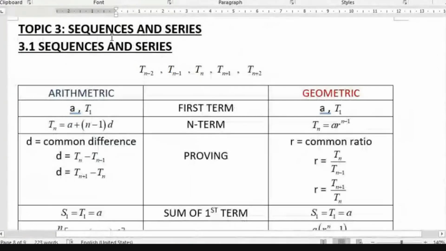Okay, sequence and series, we start with the first step, Tn. Actually, Tn is the n-th term. The term before it, we will write as Tn minus 1, and before it, again, Tn minus 2. If it is Tn, the term after that will be Tn plus 1. So you must make use of Tn, Tn minus 1, Tn plus 1.